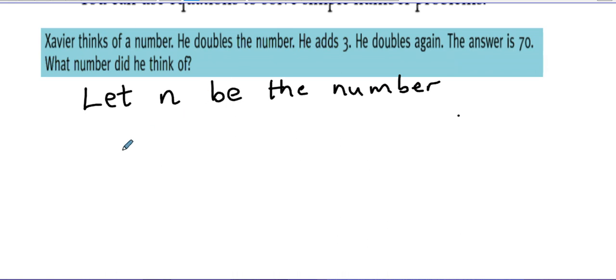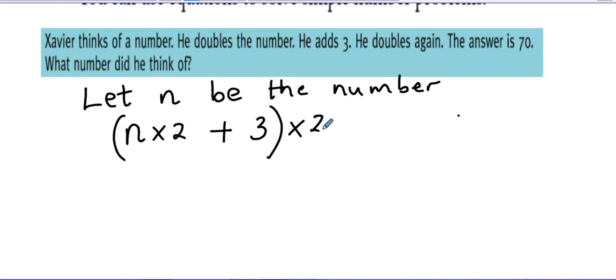He doubles the number. Okay, to double the number, that means take the number multiplied by 2. Okay, so this is doubling the number. Or take the number, add it to itself. Okay, so after doubling the number, he adds 3. Okay, he doubles again. Okay, this result must be multiplied by 2 because of the word double. And the answer is 70. What number did he think of? So we need to work out the value of n.